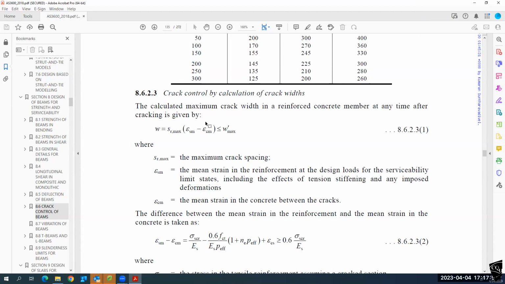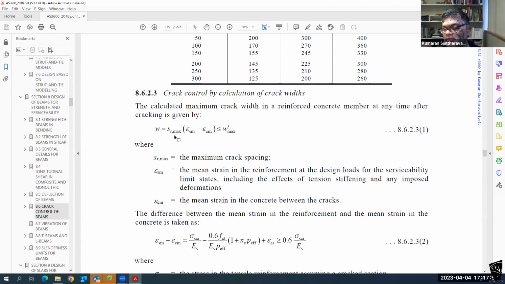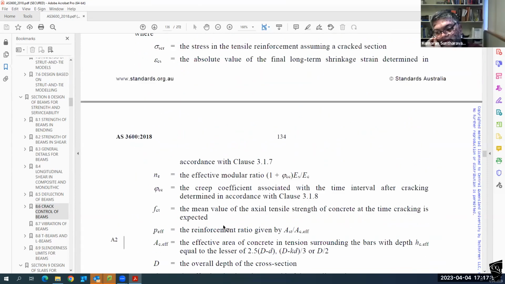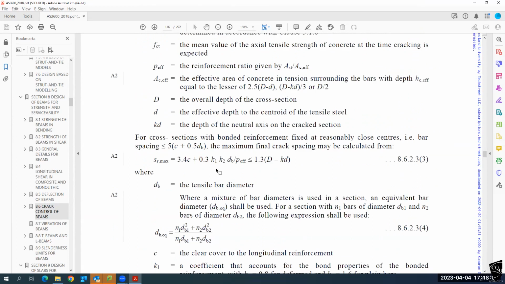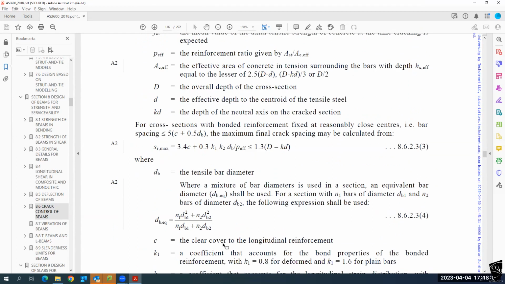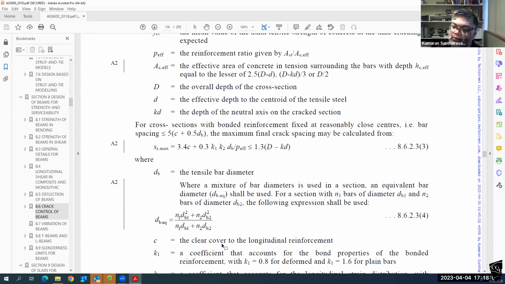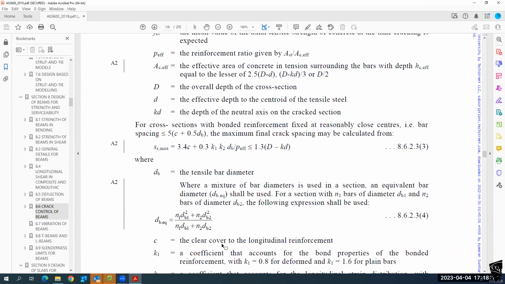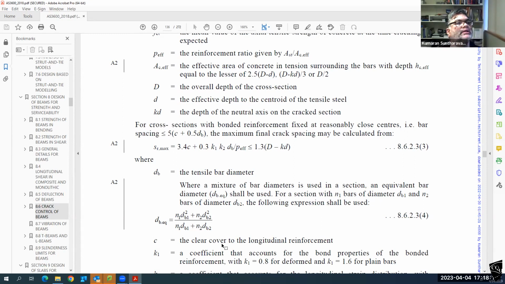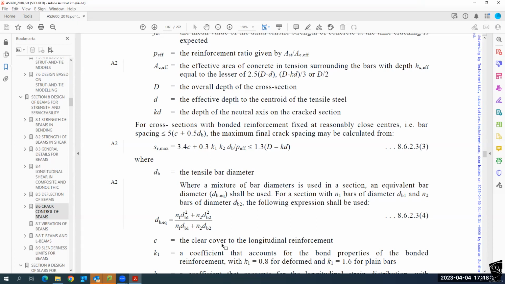The formula for Sr,max. This one? Yes, sir. There's a formula that is given. Yes, it's here. The letter c is the clear cover to the longitudinal reinforcement. So it's the concrete clear cover, or the clear cover up to the longitudinal reinforcement. Technically, the cover plus the shear reinforcement diameter will add up. Okay, sir. Thank you.